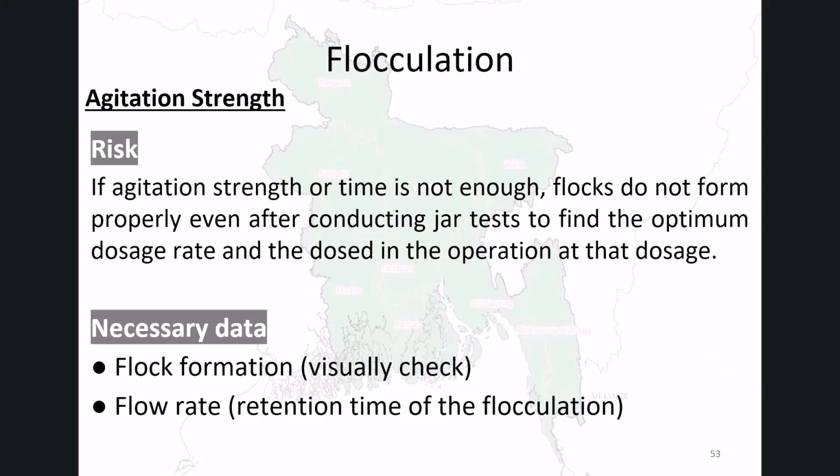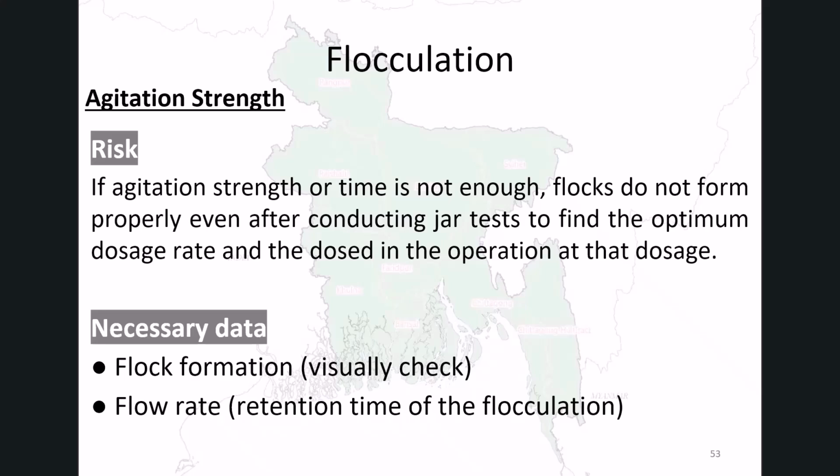Flocculation requires gentle and continuous mixing so that destabilized particles can collide repeatedly and grow into larger flocs. If the mixing is too weak, particles do not meet. If the retention time is too short, particles do not have enough time to grow. Two simple checks are necessary here.